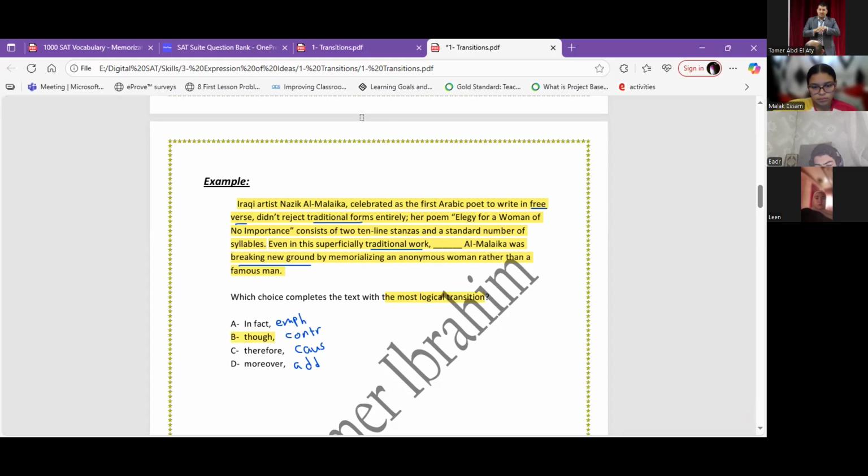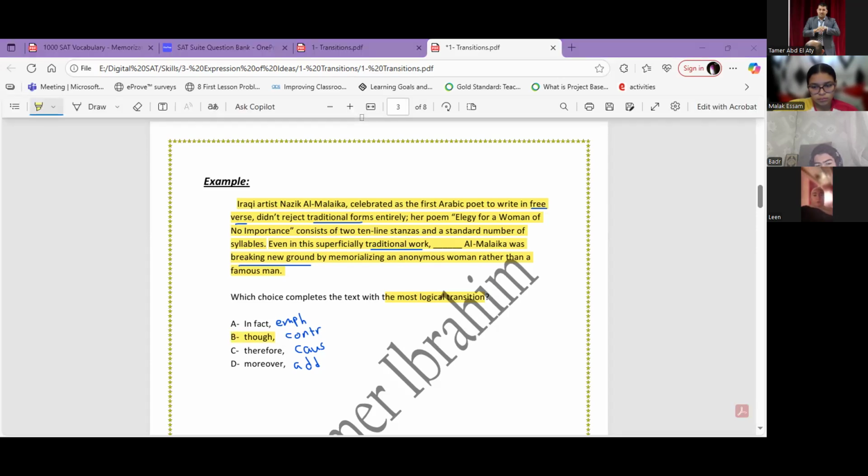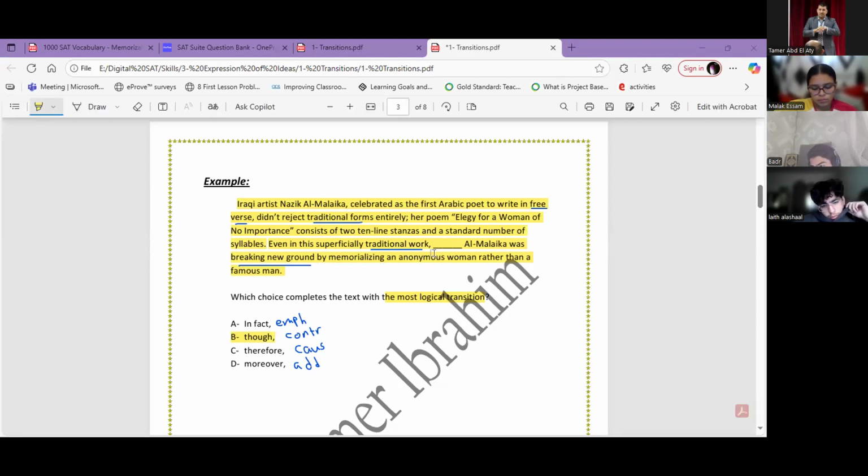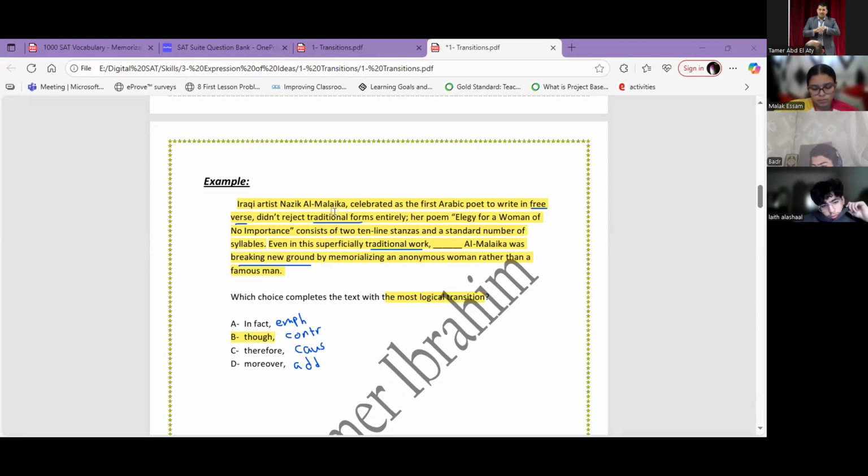Clear, Badr? Clear, Mister. Okay. Laith, clear? Mister, I didn't understand. Okay. In the first sentence, he talked about tradition, Laith. She used traditional forms, and you know, tradition means old forms. In the second sentence, he said that she broke new ground, meaning she made something new. So tradition in the beginning and something new at the end means they are contradicting each other. So though.